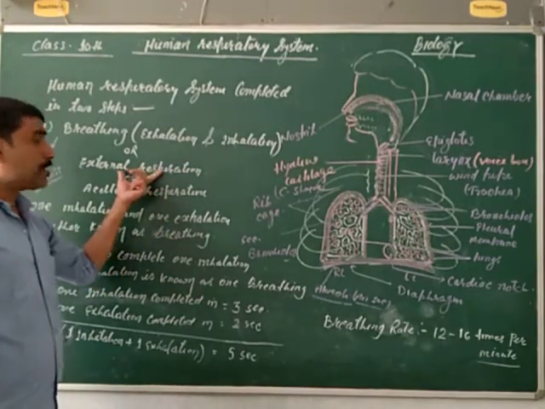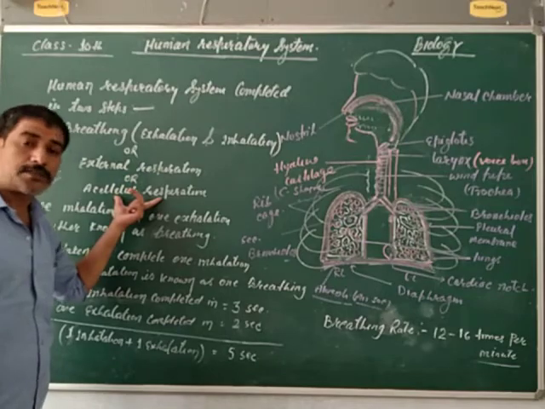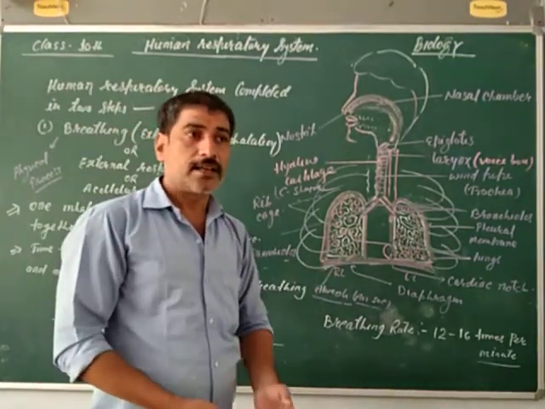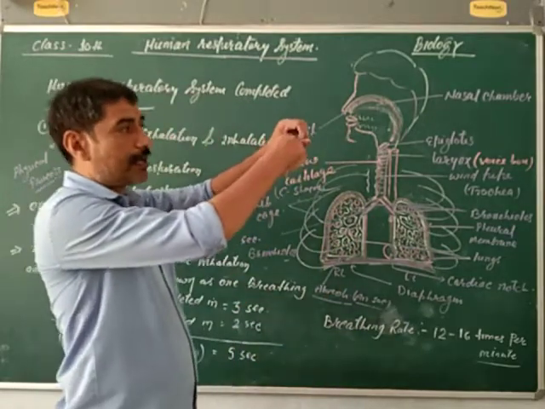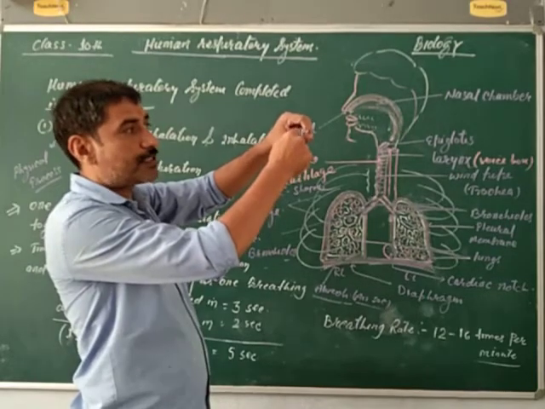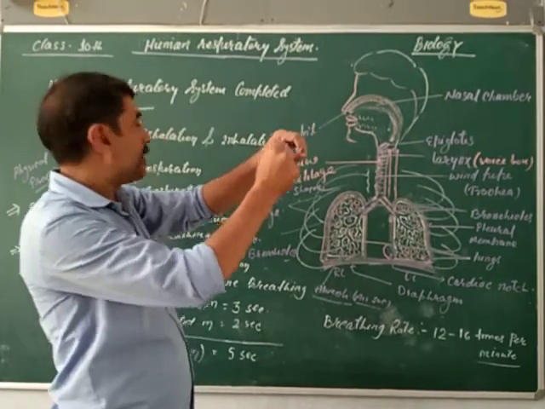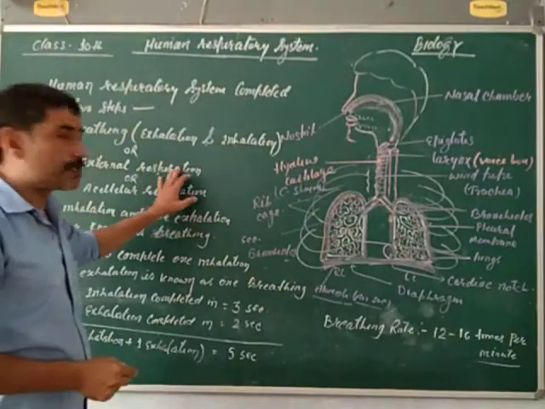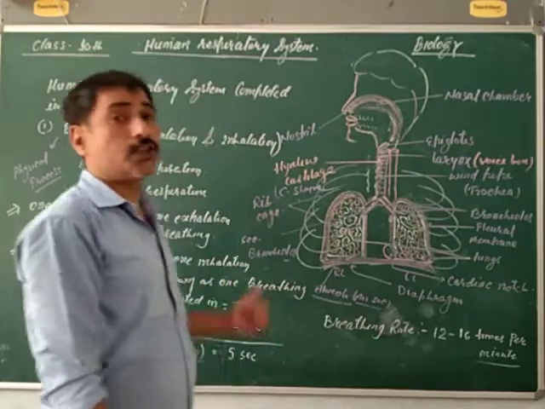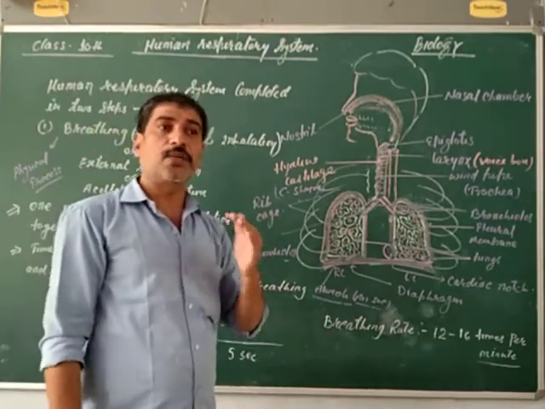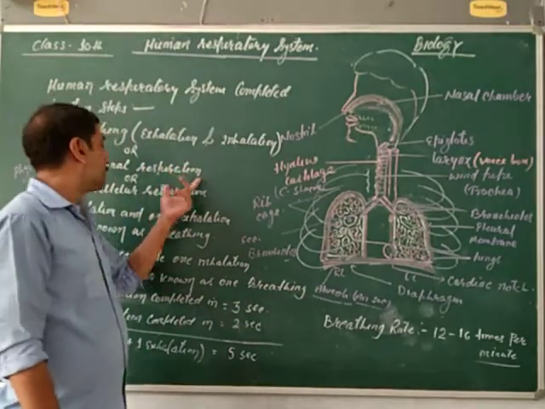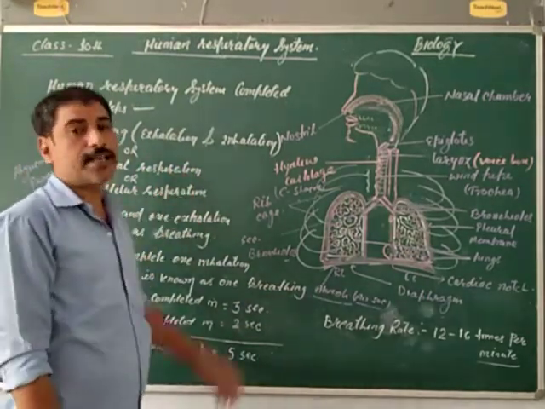We call it external respiration and acellular respiration because this respiration occurs outside the cell. Suppose this is the lungs, and this is our windpipe. The windpipe is not a cellular part; it is an acellular part. So we can say that breathing is also known as external respiration and acellular respiration, because breathing does not occur inside the cell, it occurs outside the cell.